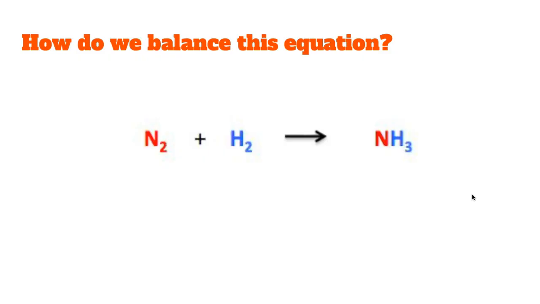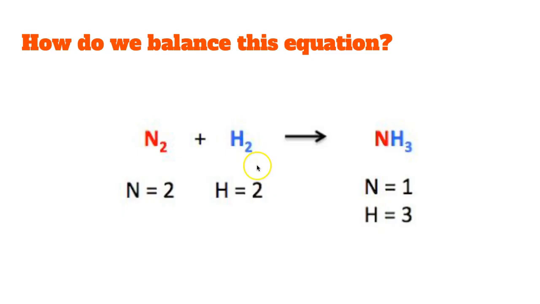Now we go to this question. How do we balance this equation? We have N2 plus H2 yielding NH3. The first step is to write the equation and count the atoms on each side. Here we have 2 nitrogen atoms and 2 hydrogen atoms. And here we have 1 nitrogen atom and 3 hydrogen atoms. So what we need to do is try to match the left side, which is the reactant side, with the product side.